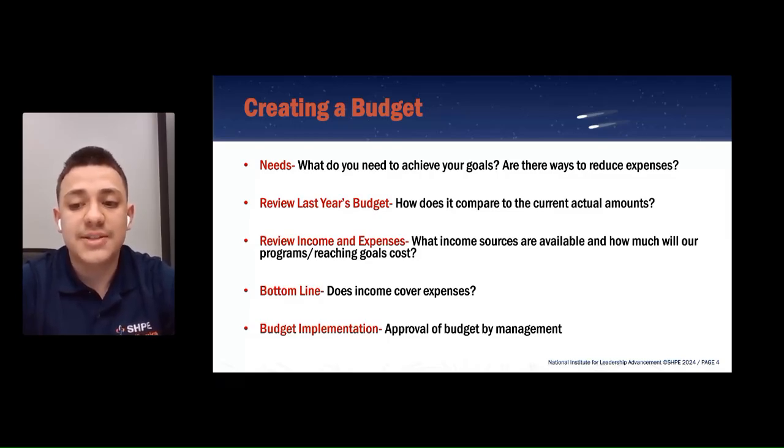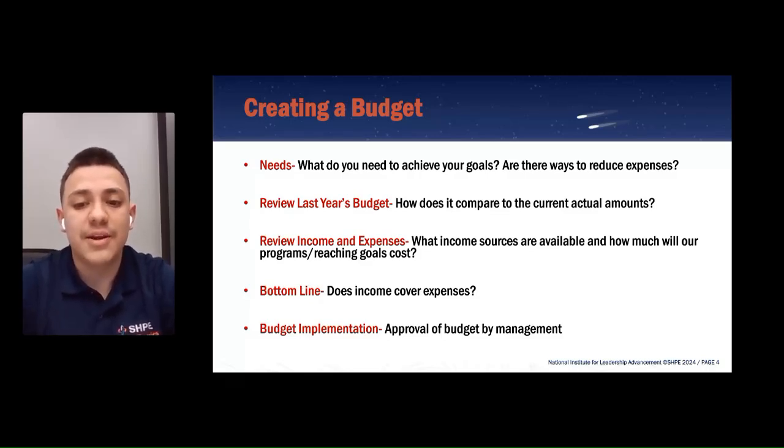One thing our chapter does to stay on top of this is having weekly executive meetings where our treasurer breaks down all of our numbers and our entire exec team is aware of what is going on. Bottom line, does income cover expenses? You don't want to spend more money than you have, so being financially aware is a must. Budget implementation: keep your advisor in the loop and have constant communication with them. That's what they're there for. They're there to guide you and help you, and they should be a big part in creating your budget.